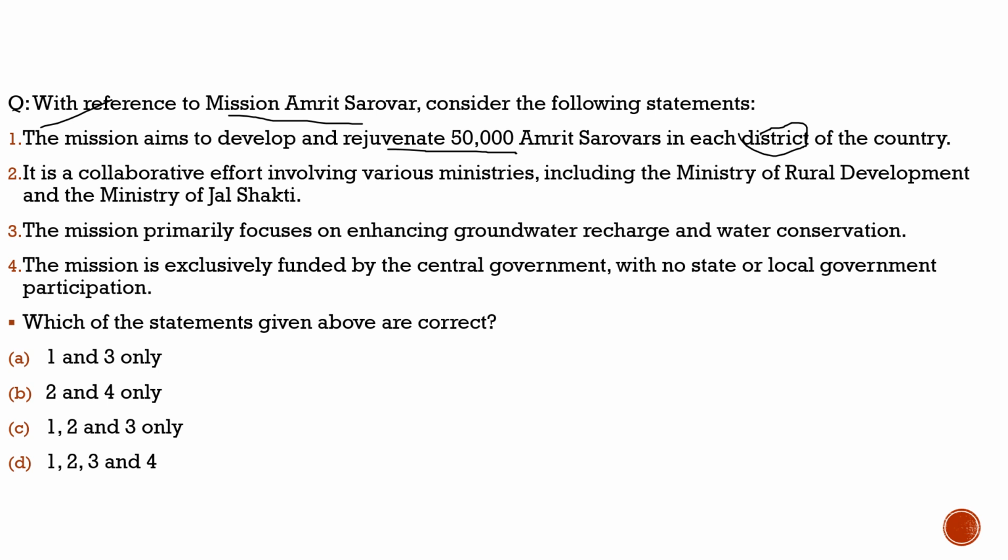100% correct. Per district it would be almost 75 Amrit Sarovars. So 100% correct. Second statement, it is a collaborative effort involving various ministries, including the Ministry of Rural Development and the Ministry of Jal Shakti. 100% correct. Nothing wrong with the statement.